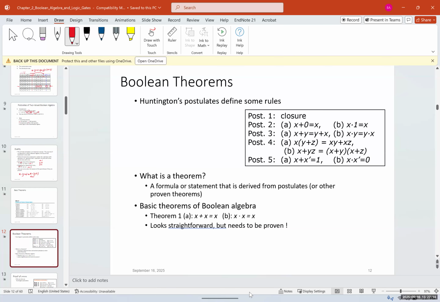So what is a theorem? A formula or statement that is derived from postulates or other proven theorems. Basic theorems of Boolean algebra. Theorem number 1, x plus x gives us x, and x and with x gives us x. This looks straightforward, but needs to be proven.